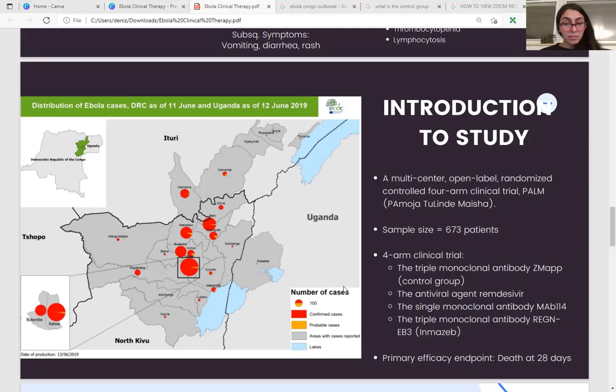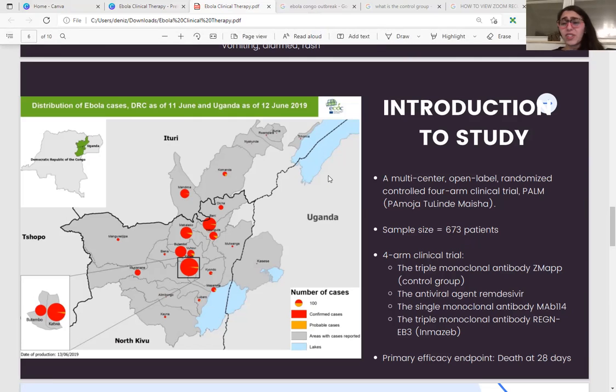Another thing I want to mention is that they had a very open eligibility criteria, which I'm going to go into in the methods, but they basically accepted anybody who tested positive for Ebola virus, any age and any gender, and it was very open. I thought that was interesting too, because usually there are very limited criteria. They had just one restriction, which you'll see.